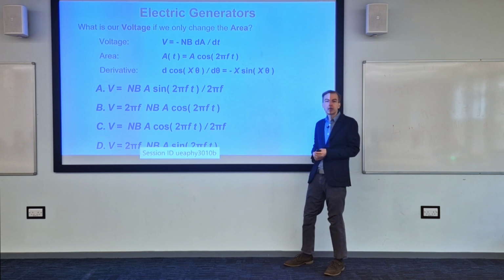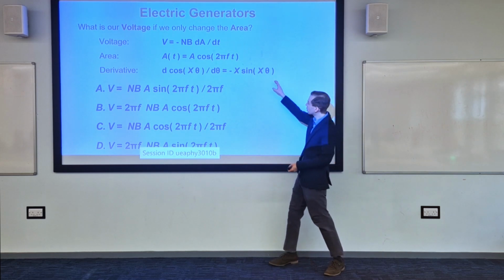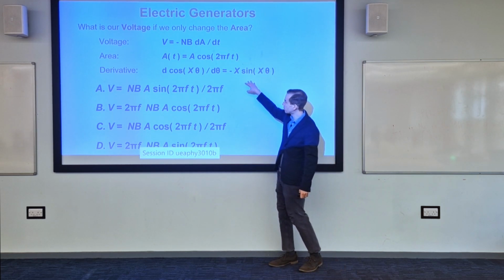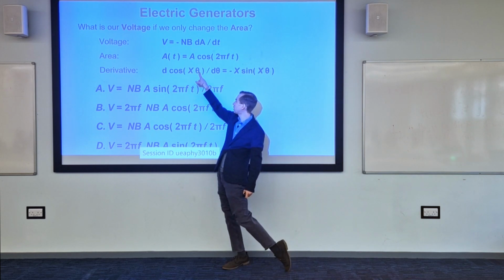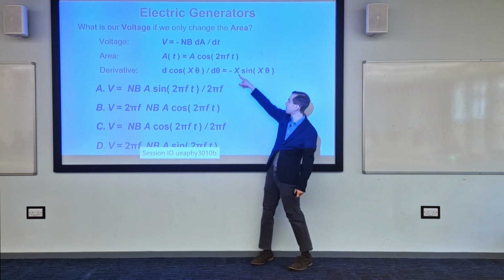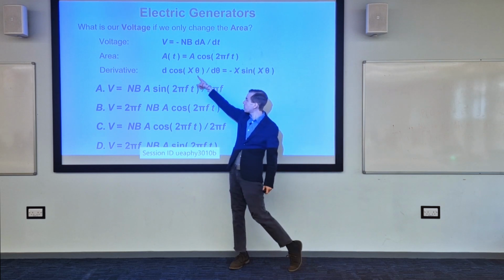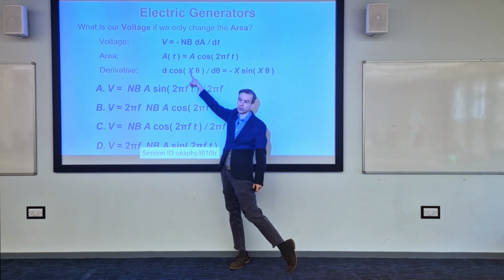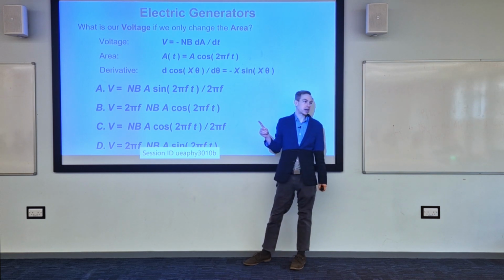So the derivative is just asking what's the slope at every point in time, and we can use this expression here. So if we're saying, okay, what's the derivative of cosine theta with respect to theta? It's just going to equal minus sine theta. And if there's anything in front of the theta, so an x, that thing in front of the theta just goes in front of the minus sign.